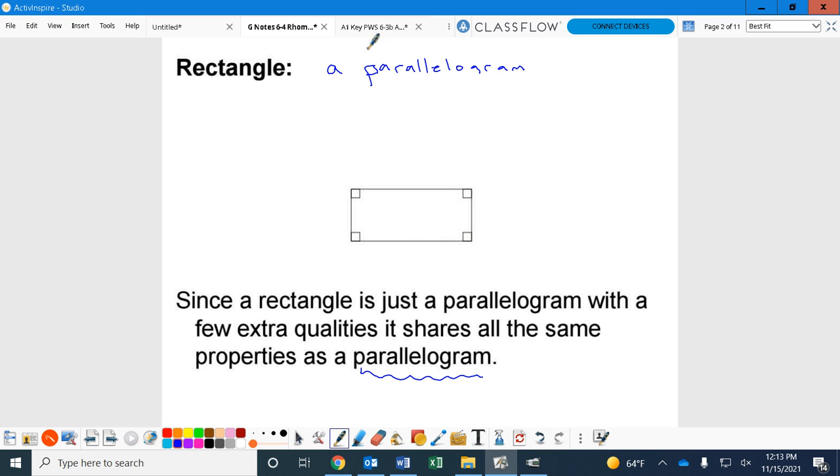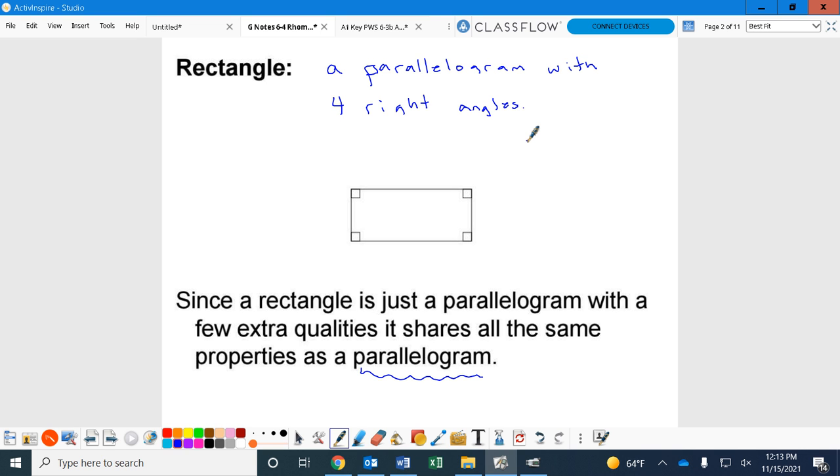So it's going to be a parallelogram with 4 right angles. That is what makes it a rectangle. A parallelogram with 4 right angles is going to make it a rectangle. Okay? Now, that is going to be very connected to the next shape, which is going to be the same idea.